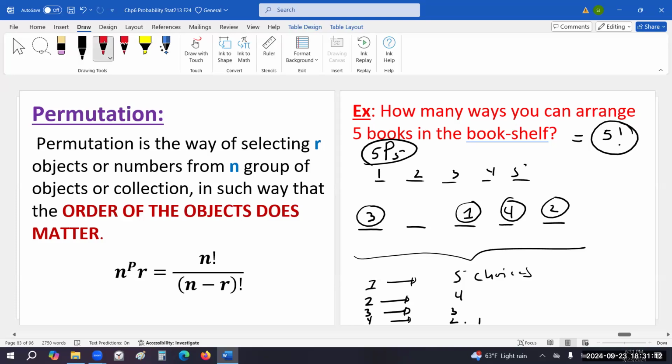So the formula says the total divided by the total minus whatever you are picking. So 5 divided by 5 minus 5 factorial, which is 0 factorial. And what is 0 factorial? 1. That's why the answer is 5 factorial.